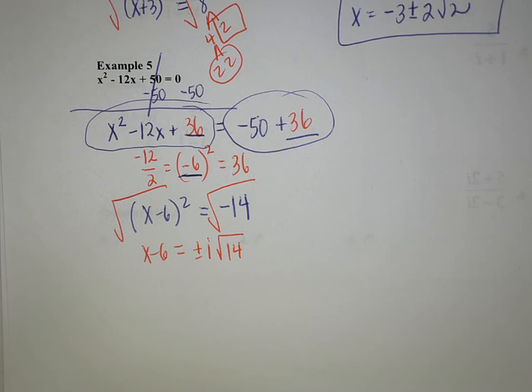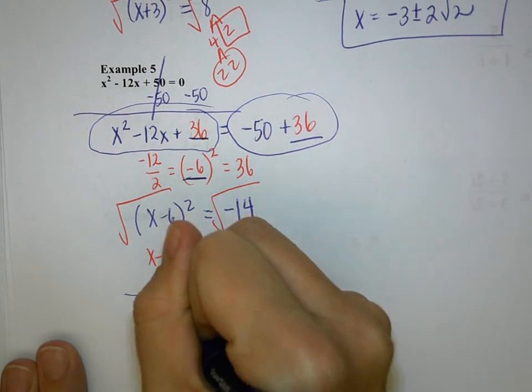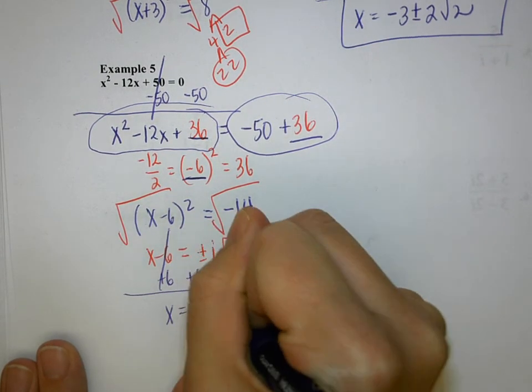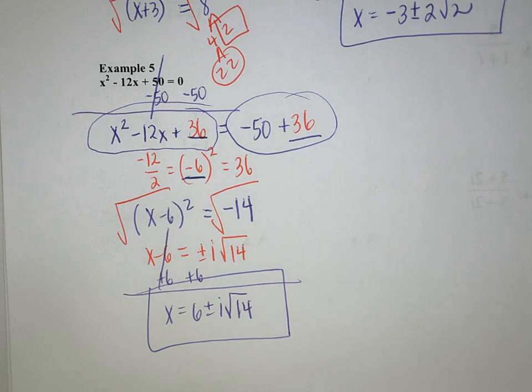Okay, and then will I set this into 2 equations? No. So what am I just going to do? Except x isn't by itself, so what do I need to do? Good, move the 6. So we add 6, and we have x equals 6 plus or minus i root 14 as our answer. Okay, questions?